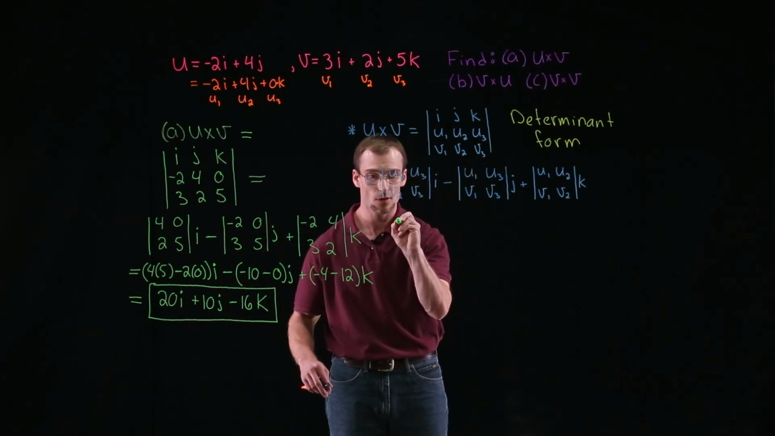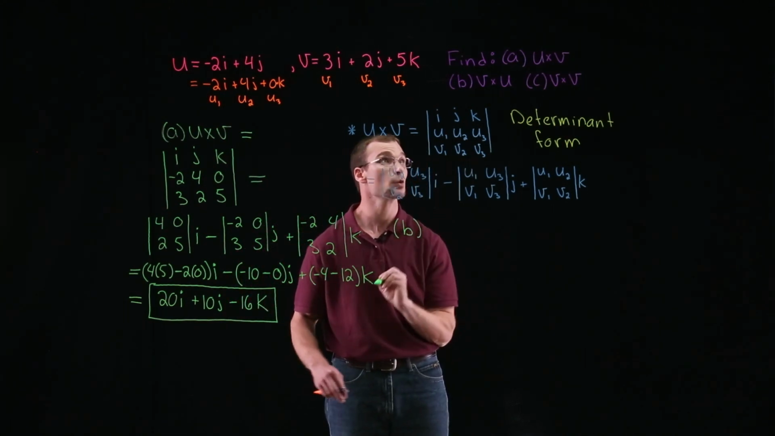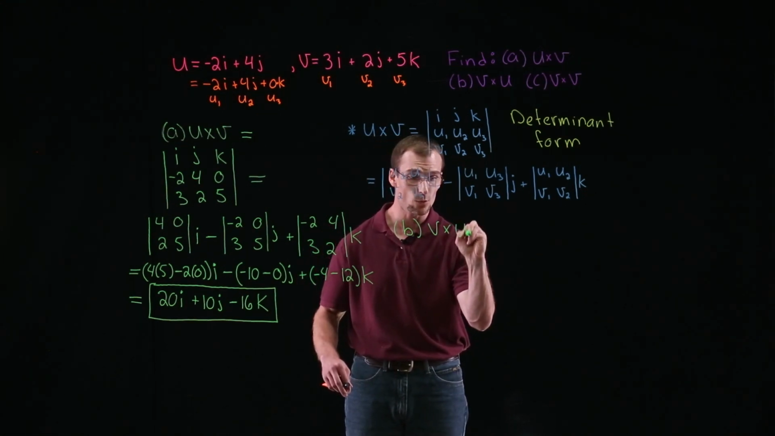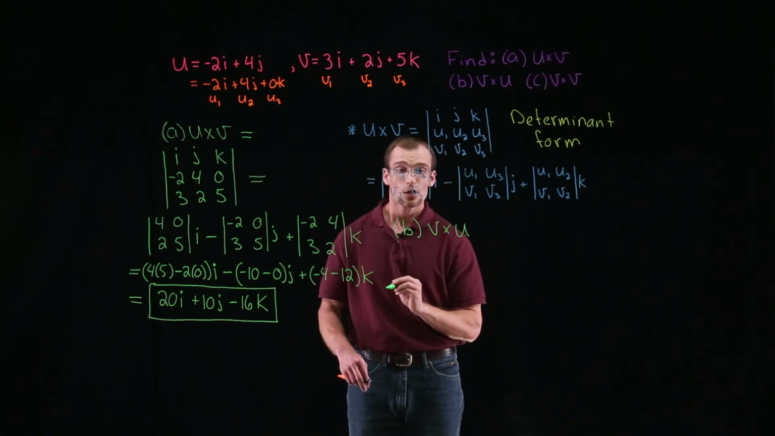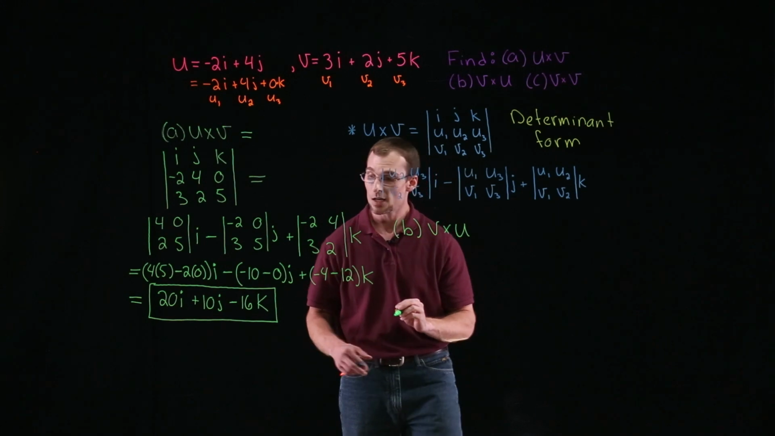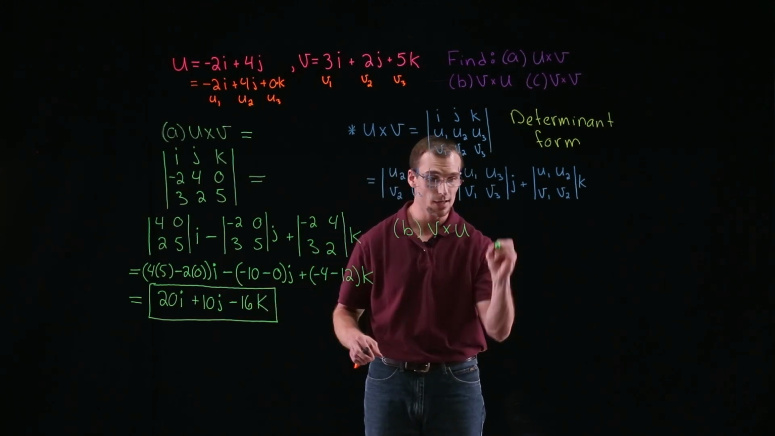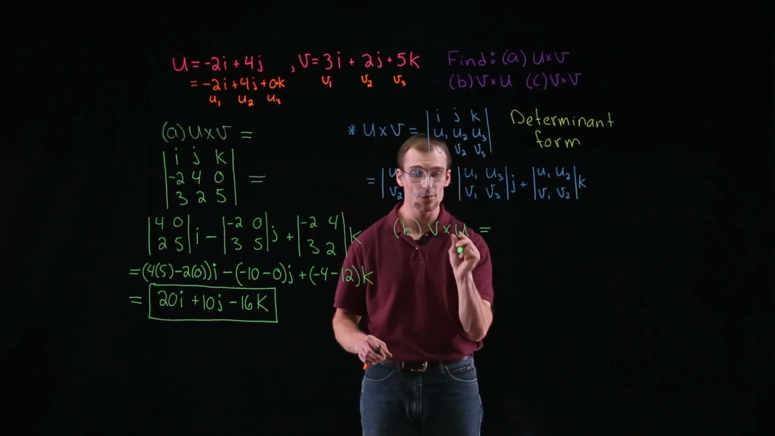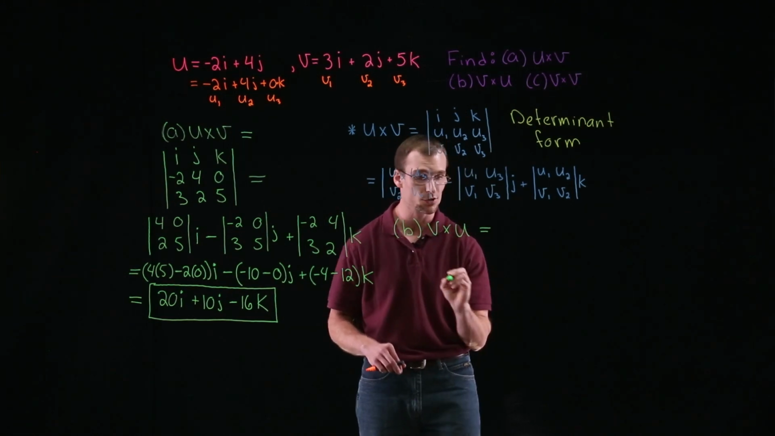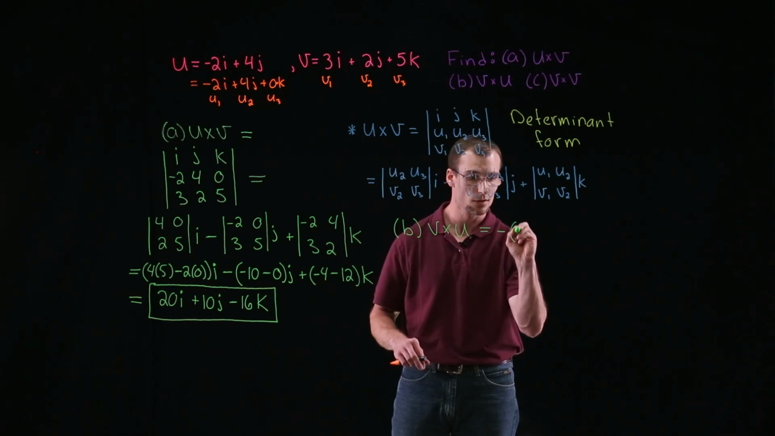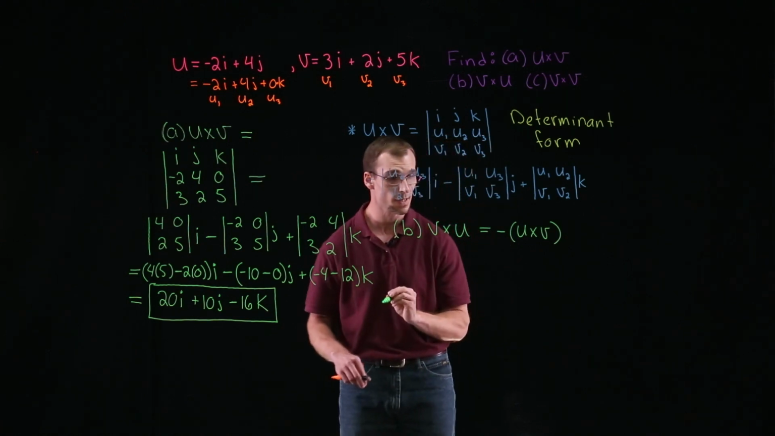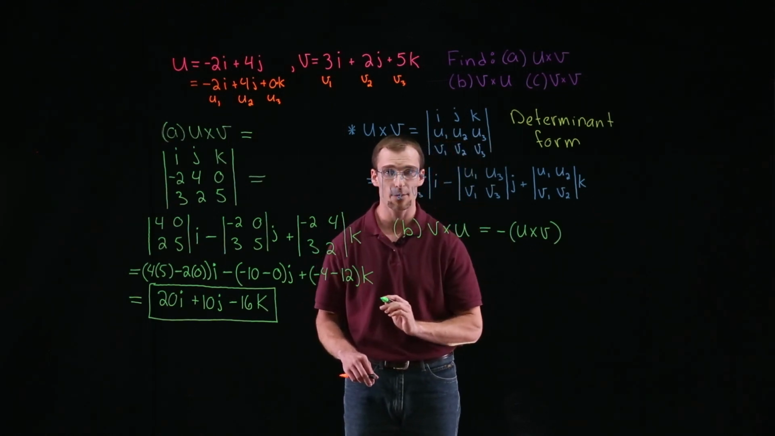Starting with B, we want to find the cross product between v and u. Do we have to go through all this work again? Well, no, we don't. Knowing that we have u cross v, and also knowing that whenever you change the order of a cross product, you simply change the sign, v cross u is equal to negative u cross v. Now, why does that happen?